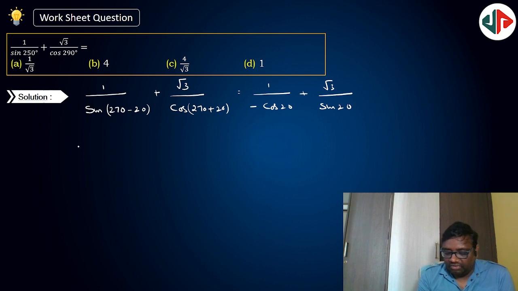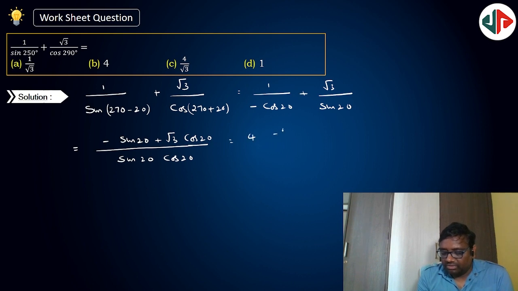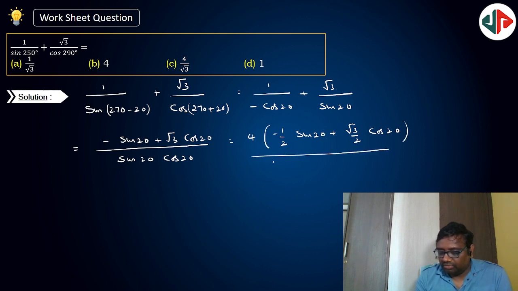Take LCM. Here LCM is sine 20 into cos 20. So this value is minus sine 20 plus root 3 times cos 20. So can we rewrite this value as 4 times of minus 1 by 2 times sine 20 plus root 3 by 2 times cos 20, by 2 times sine 20 into cos 20. But this value we can rewrite as sine 60 and this value we can rewrite as cos 60.